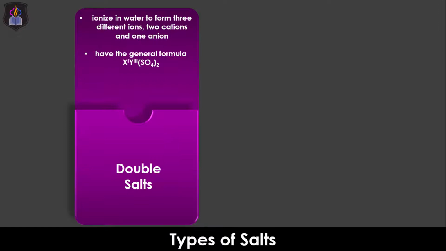Examples of double salts are aluminum potassium sulfate dodecahydrate, also called potash alum, chromium potassium sulfate dodecahydrate, also known as chrome alum, and ammonium iron(II) sulfate hexahydrate, also known as Mohr's salt.